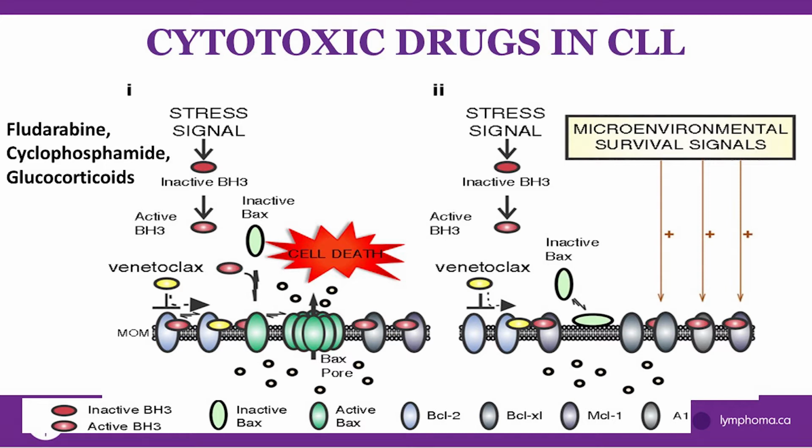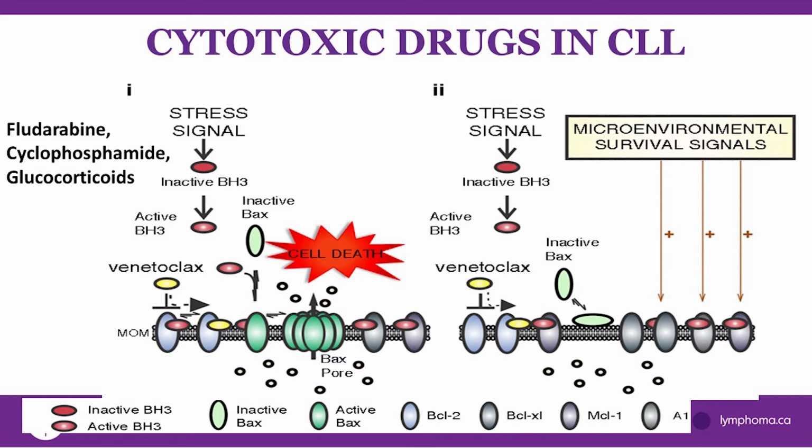So it's very easy to see how the CLL cell can learn to evade those types of drugs. They can inactivate the signals which signal to these BH3 proteins. And these are controlled by proteins like P53 and ATM, and that's why they're so invariably mutated with the use of these types of drugs.